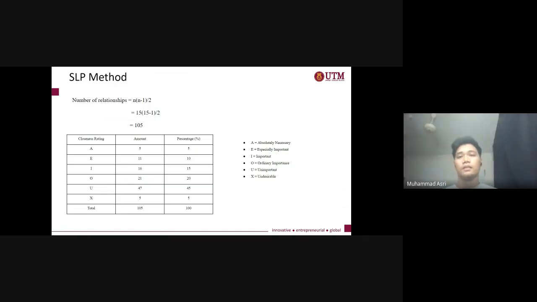The next one is the SLP method. Since our stations are 15, we get our number of relationships as 105. So this is the table that represents the rating of each one. A is absolutely necessary. E is especially important. I is important. O is ordinary importance. U is unimportant, and X is undesirable. So the number of A is 5, E is 11, I is 16, and the others are O, U, and X. Next slide.